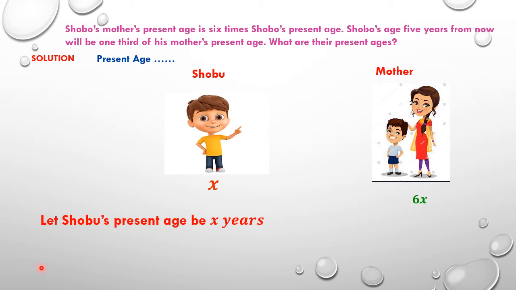So now this was only illustration. You did not do all this in your solution part. This is just to make you understand things. Your first step starts from here. Let Shobo's present age be x years. Shobo's mother's age is 6x years.